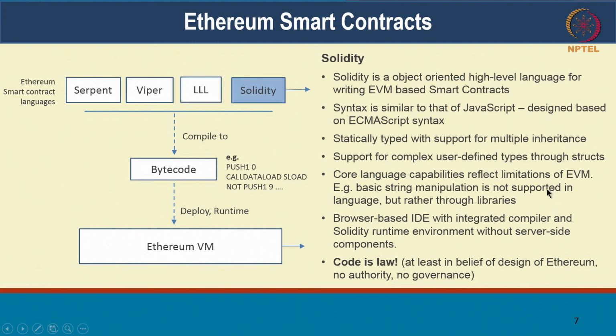The Ethereum virtual machine has certain limitations, and deliberately has certain limitations. And the languages also reflect that. There are only a few things you can do. For instance, even basic string manipulation is not supported, but it's only supported through libraries. So there'll be other libraries that you can use for string manipulation, but the languages themselves do not support it. There is a browser-based IDE for Solidity, and that browser has an integrated compiler. And the Solidity runtime environment can run without any server-side components.